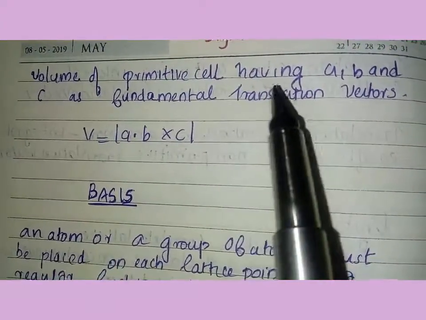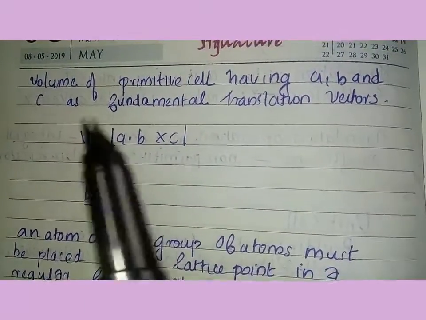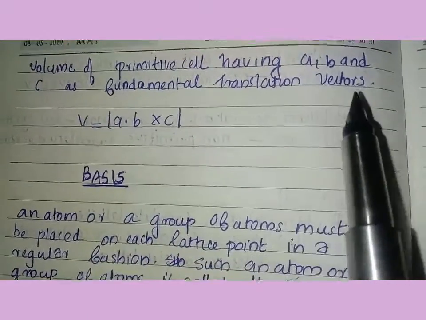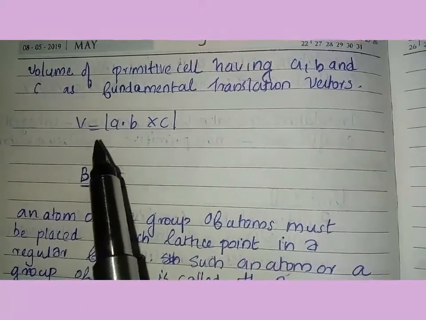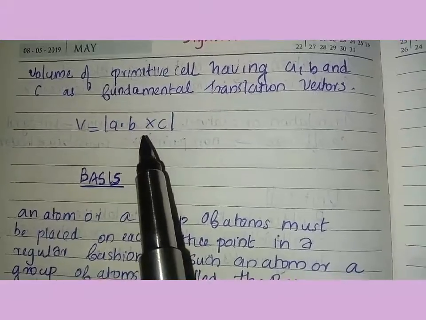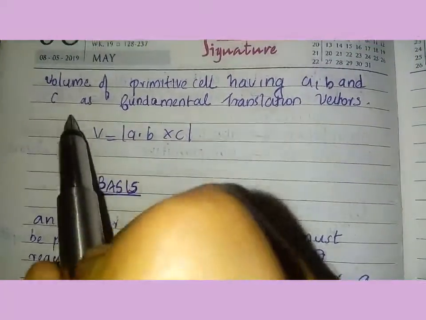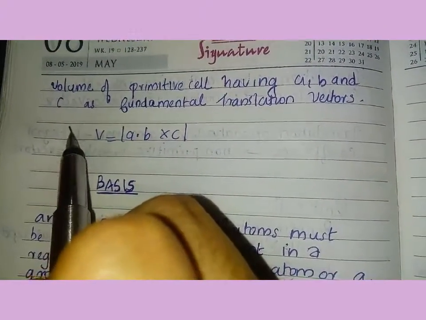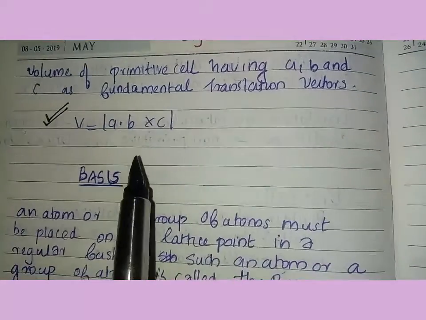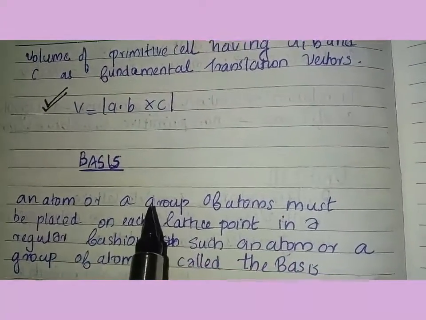The volume of a primitive cell having a, b and c as fundamental translation vectors is V = |a · (b × c)|. So it is very important: the volume of a primitive cell is the modulus of a dot b cross c.